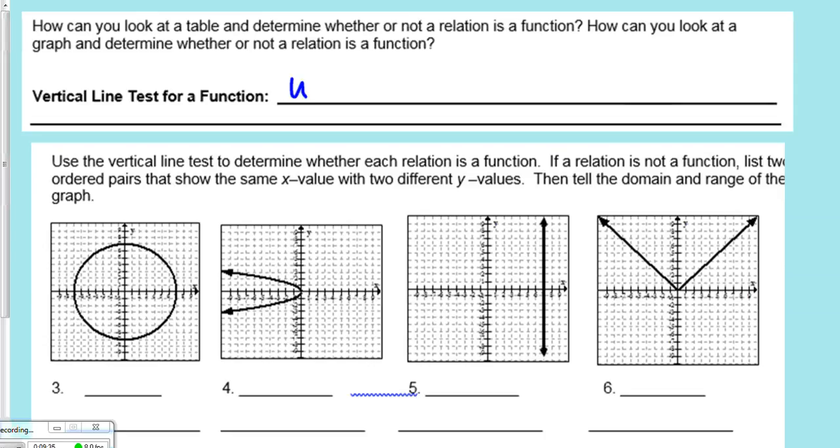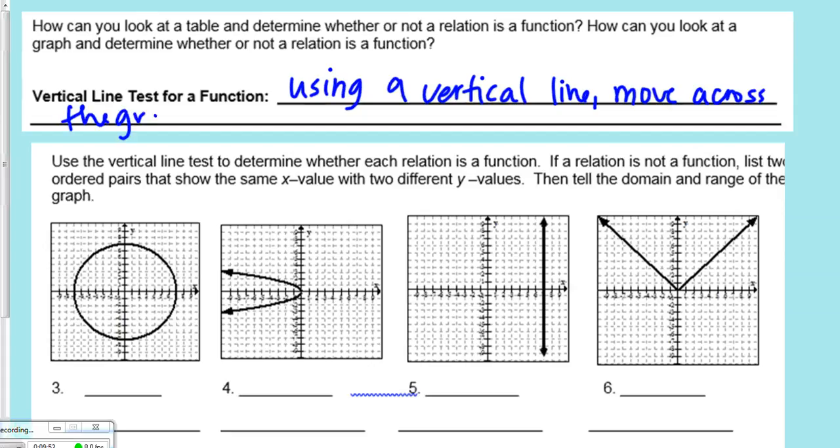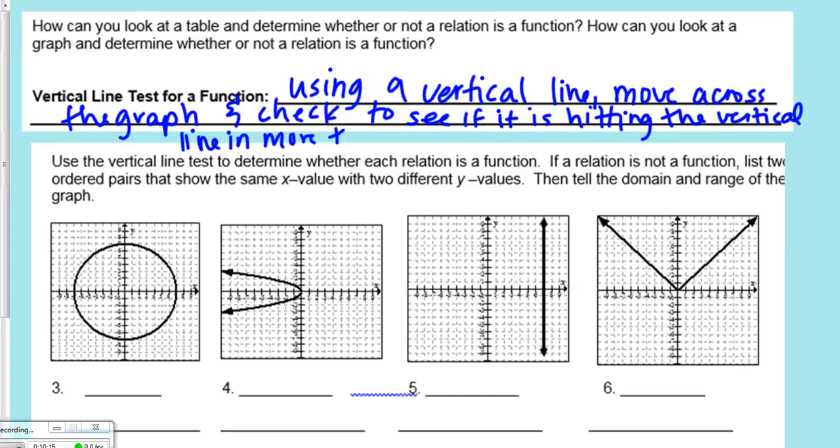So, I'm going to say using a vertical line, which a lot of times can just be your pen, your pencil, your finger, honestly. Using a vertical line, move across the graph. And check to see if it is hitting the vertical line in more than one place. If it is, that's bad.